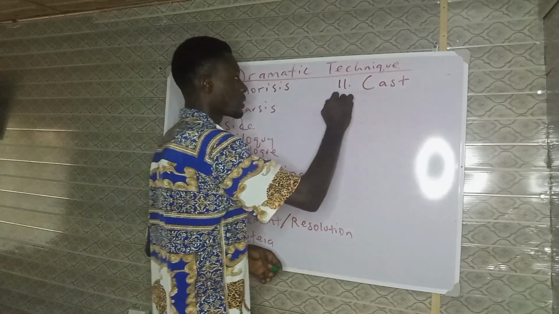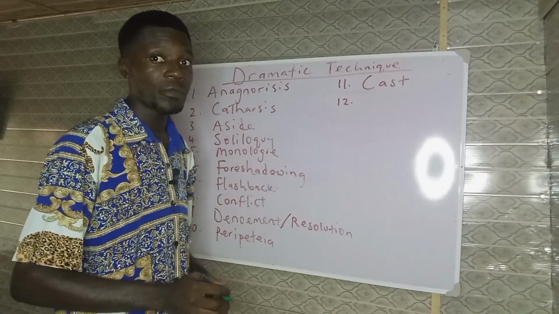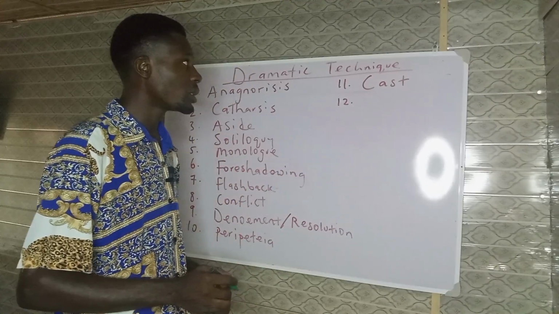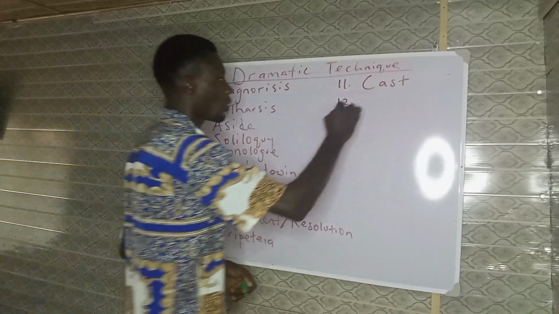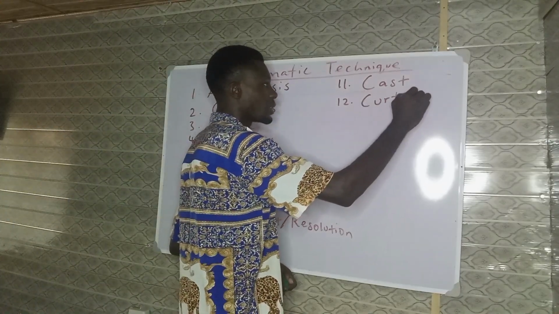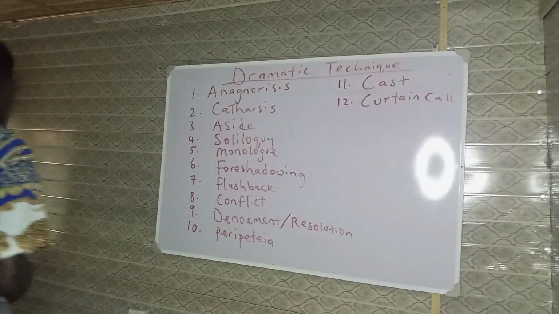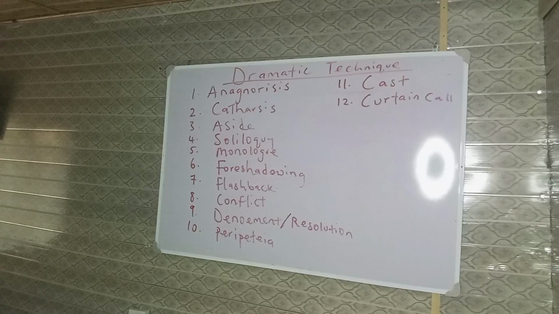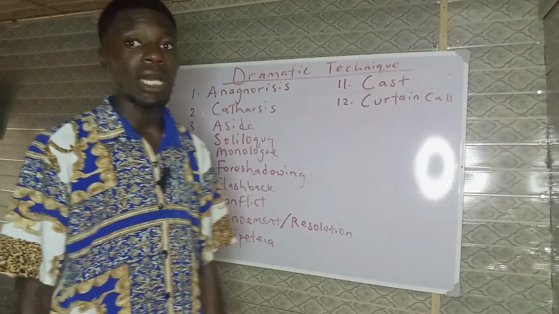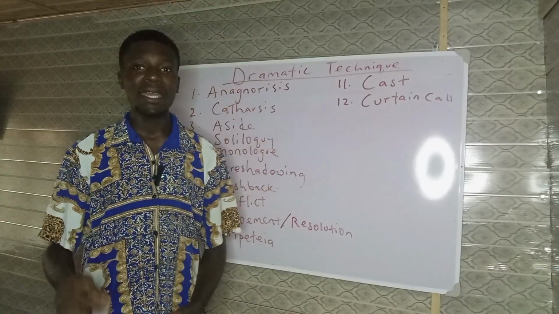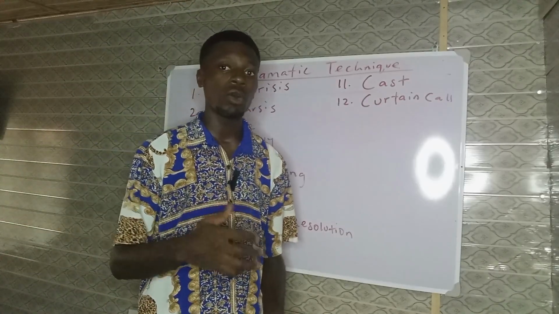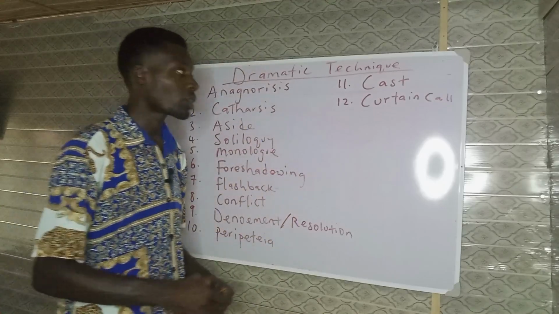We call them casts. We also have another that we refer to as a dramatic technique, the curtain call. Remember, I said that there are quite a number of these. The curtain call is a signal for the end of an act or a scene. It is an order that signals the end of an act, a scene, or a play. That's what we refer to as a curtain call.